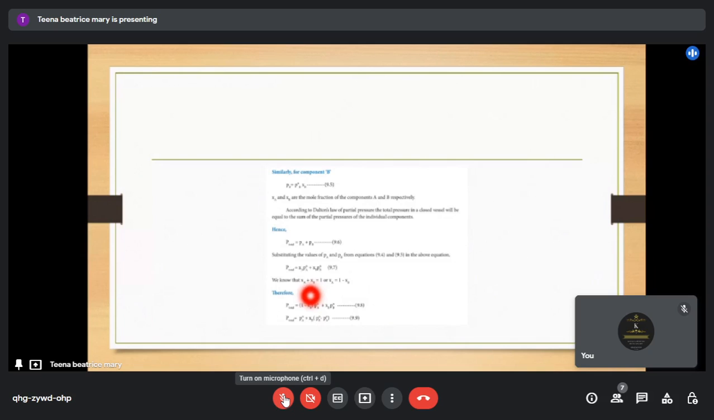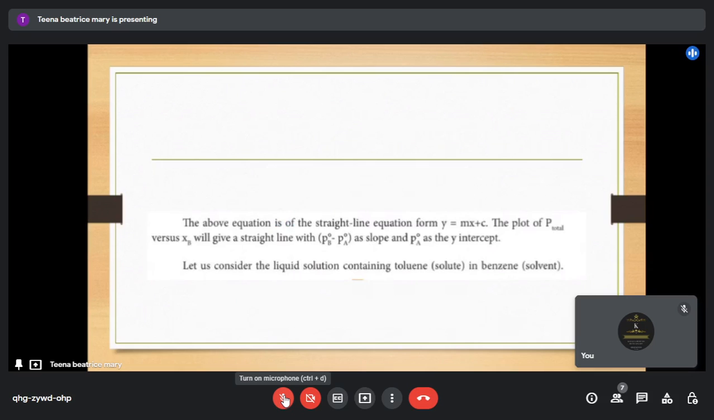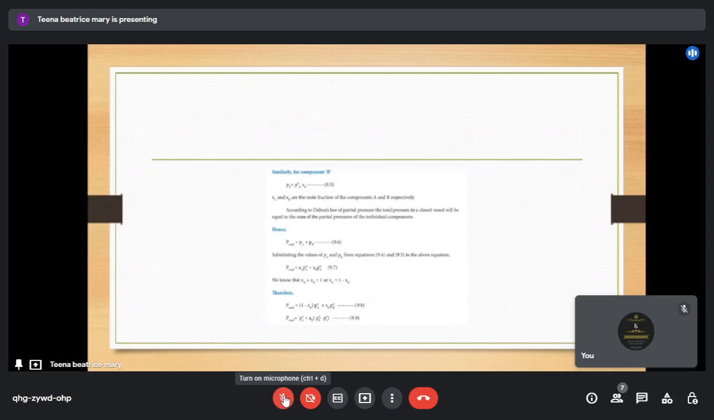After conducting the experiment and finding the vapor pressure, the graphical line we normally get is a straight line, in the form y is equal to mx plus c. With an x axis and y axis, you will be getting a normal straight line. That is for volatile to volatile liquids.